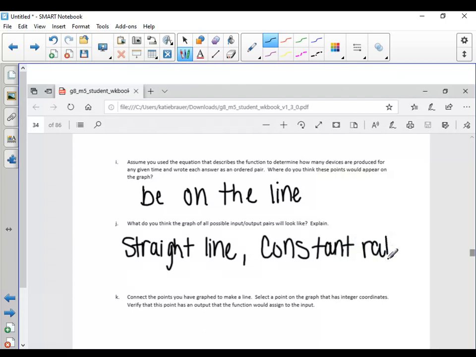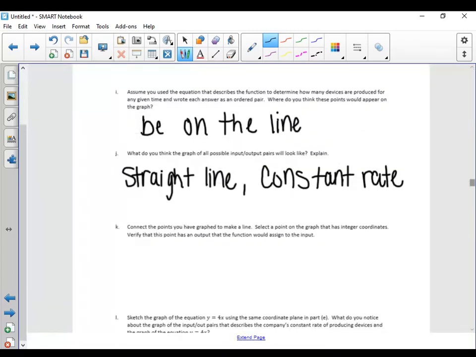I think so. That's okay. We'll just keep going.